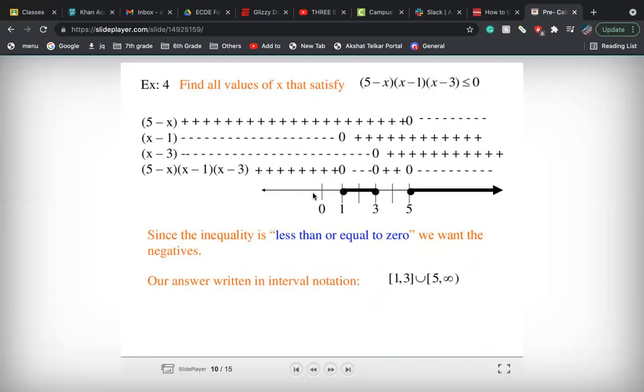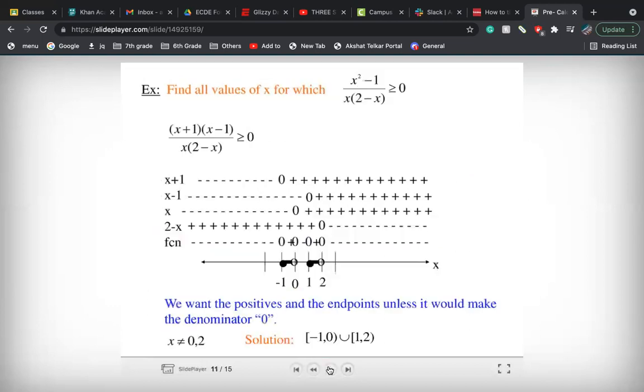But when you see 1, it will end up as a positive. So what you want to do is 1 and 3 will intersect, and then 5 will go on to positive infinity. And since the inequality is less than or equal to 0, we want the negatives. And using interval notation, since these are closed intervals, you're going to use brackets using 1, 3, which is the domain of it. So it goes from 1 to 3. And then you know that there's a union, like we mentioned before, and this goes from 5 to positive infinity, which is all the way there.